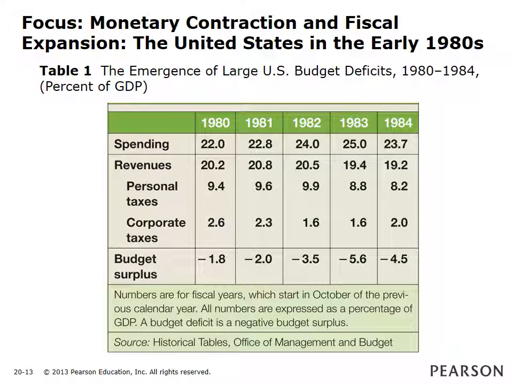Table 1 shows the emergence of large U.S. budget deficits from 1980 to 1984 as a consequence of tax cuts initiated by the Reagan administration. The budget deficit increased from 1.8% of GDP in 1980 to 4.5% of GDP in 1984. An expansionary fiscal policy was being pursued because of a belief in supply-side economics, that tax cuts lead to an increase in work hours and productivity.